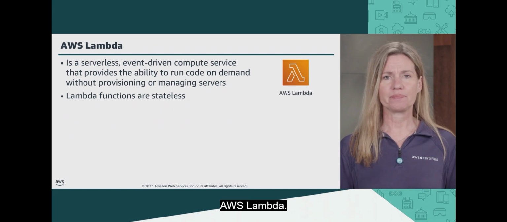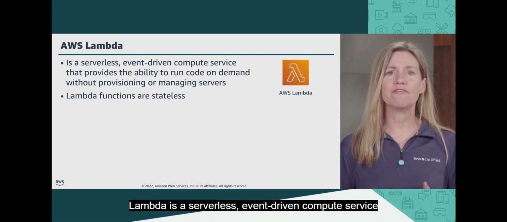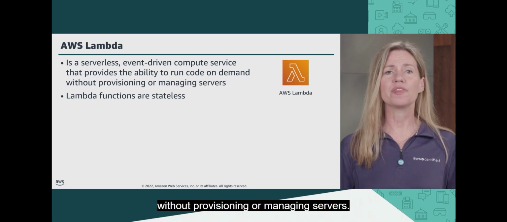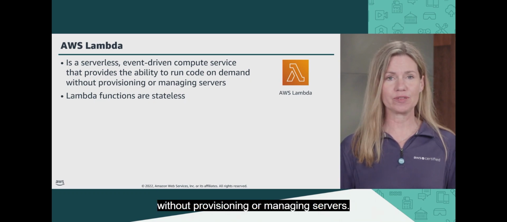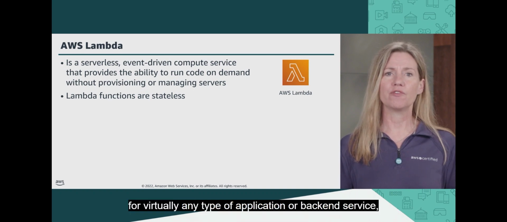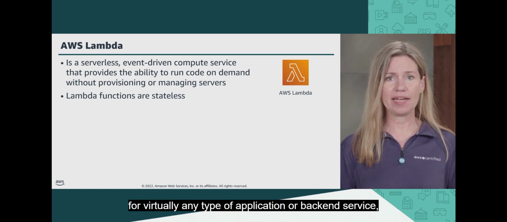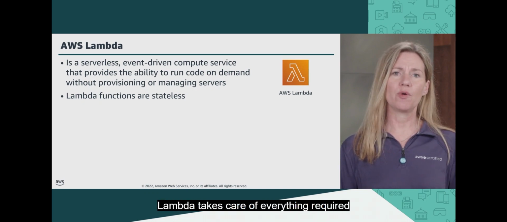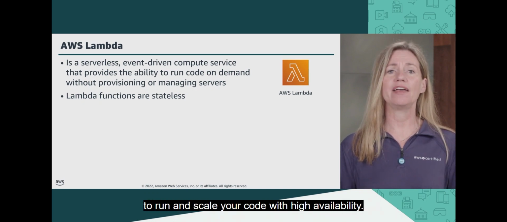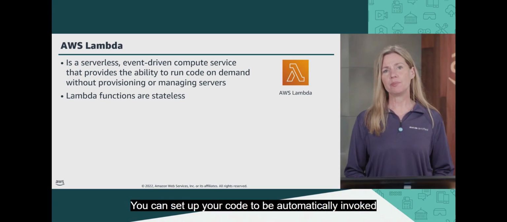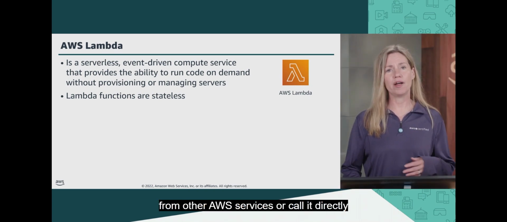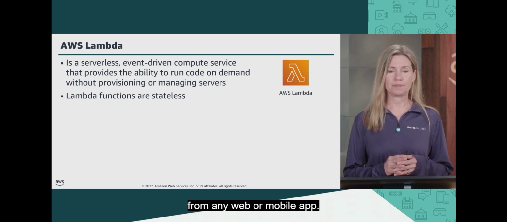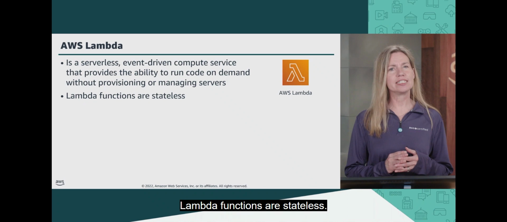AWS Lambda. Lambda is a serverless, event-driven compute service that provides the ability to run code on demand without provisioning or managing servers. With Lambda, you can run code for virtually any type of application or back-end service, all with no administration. Lambda takes care of everything required to run and scale your code with high availability. You can set up your code to be automatically invoked from other AWS services or call it directly from any web or mobile app. Lambda functions are stateless.